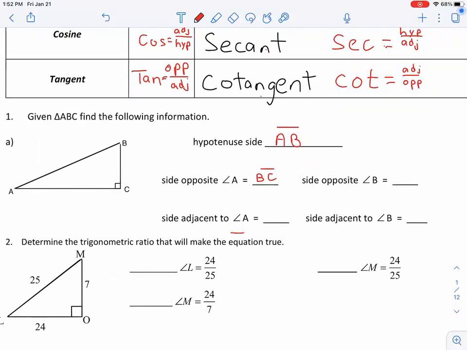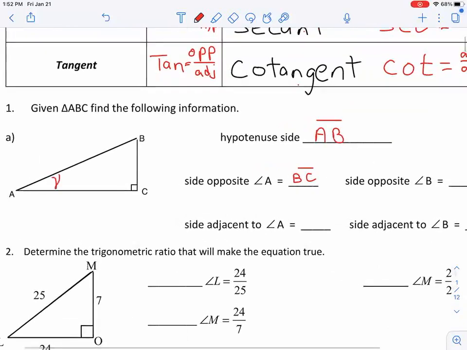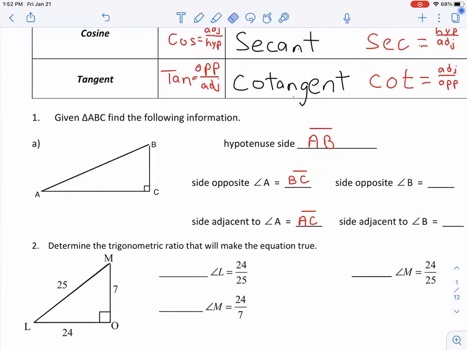I'm going to go down, I should have said, the adjacent of A. Adjacent means next to. If I look at angle A, though, I really have two sides that are adjacent to it. I have this one here and this one here. But remember that AB is our hypotenuse, so that means that AC must be the adjacent side. So just trying to give you an idea of how to come up with the opposite, the adjacent, and the hypotenuse so that we can make the trig functions from them.